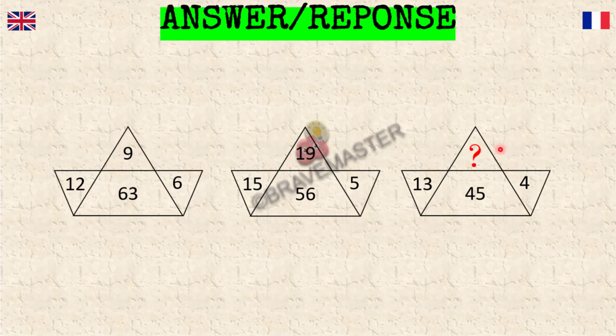So here in the last one, of course, we are missing 7. So 13 times 4, that's 52. So 7 plus 45 equals 52. Yes, so 7 is the correct answer. Great, I hope you find it out, or otherwise, you know it for next time.